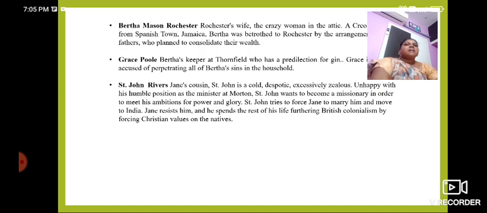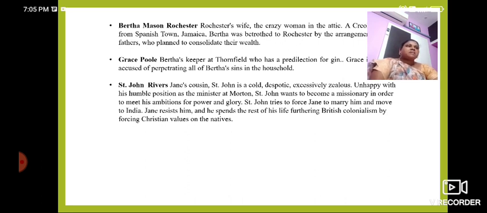So the next character is Bertha Mason Rochester. She is Rochester's wife, the madwoman in the attic. A Creole woman from Spanish Town, Jamaica, Bertha was betrothed to Rochester by the arrangement of their fathers, who planned to consolidate their wealth. Next character is Grace Poole, Bertha's keeper at Thornfield, who has a predilection for gin. Grace is initially accused of perpetrating all of Bertha's sins in the household.